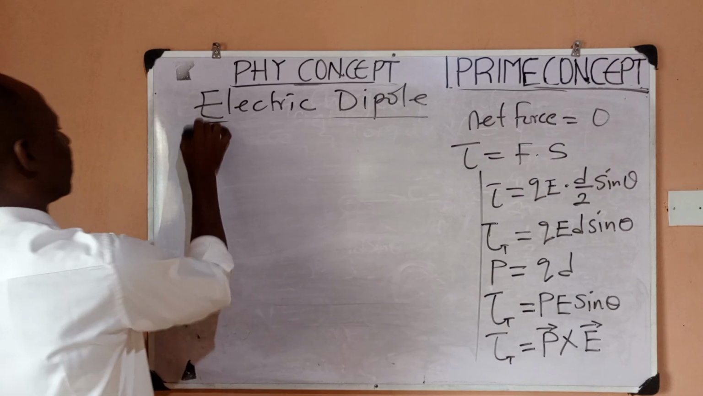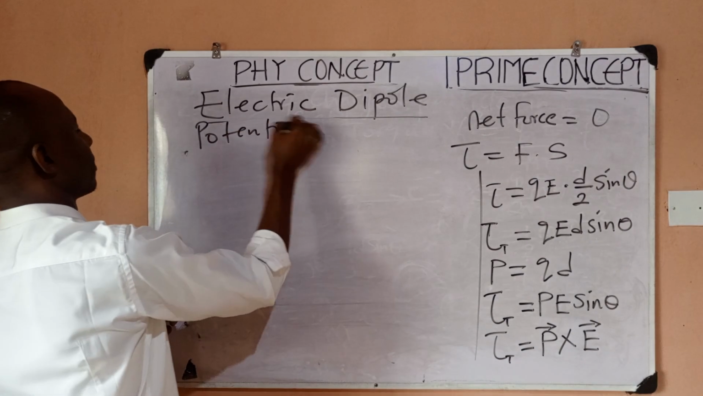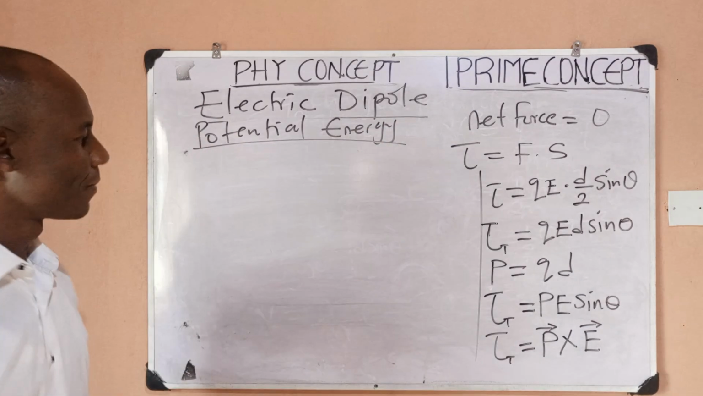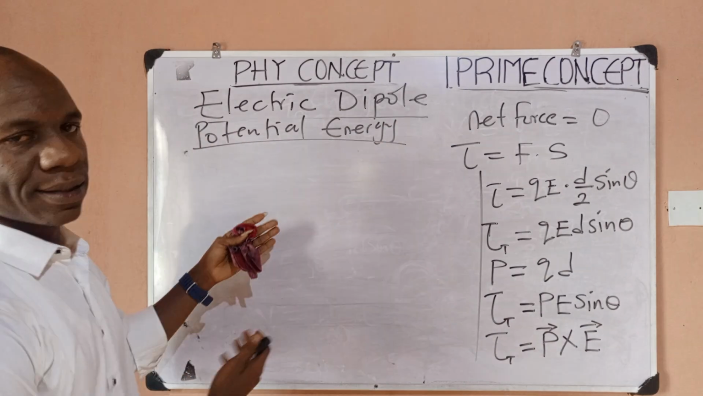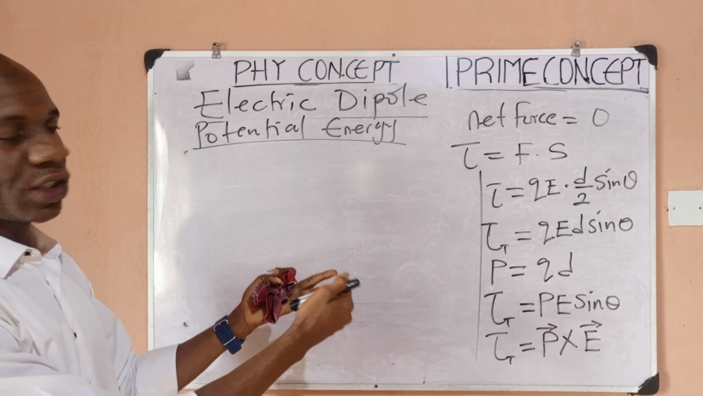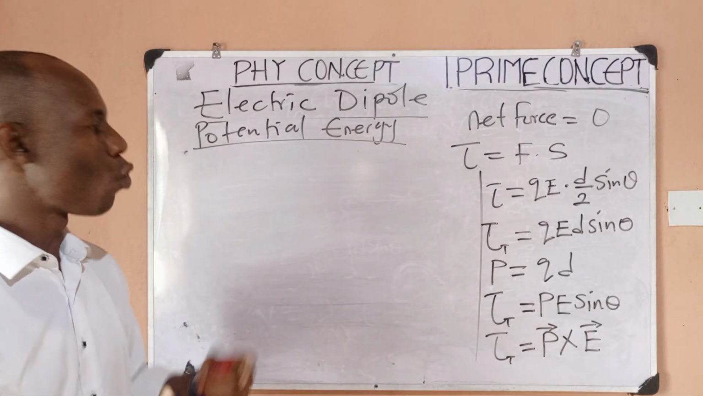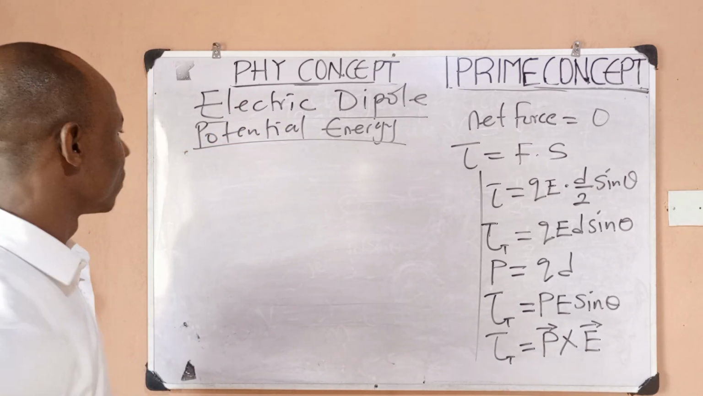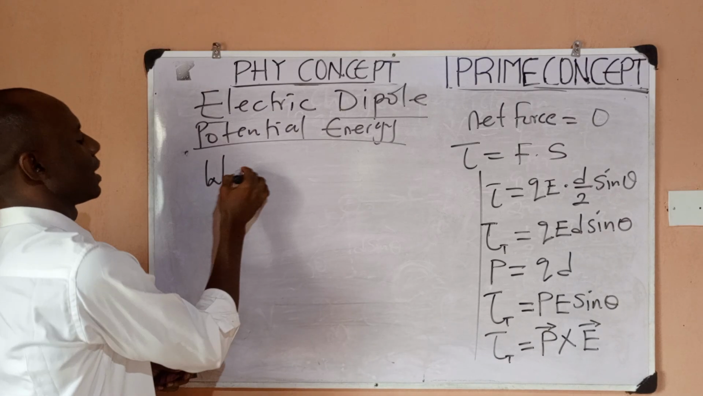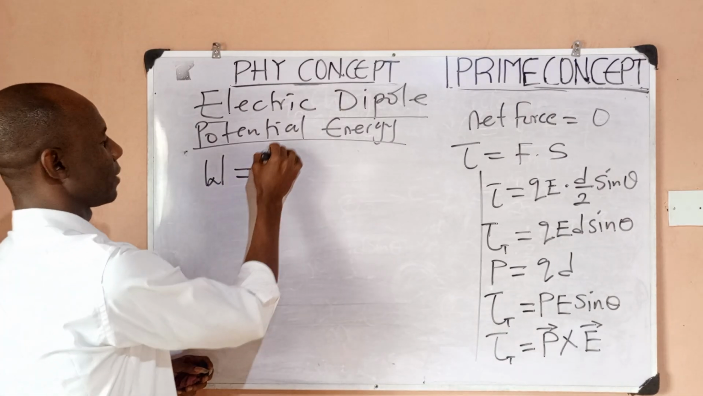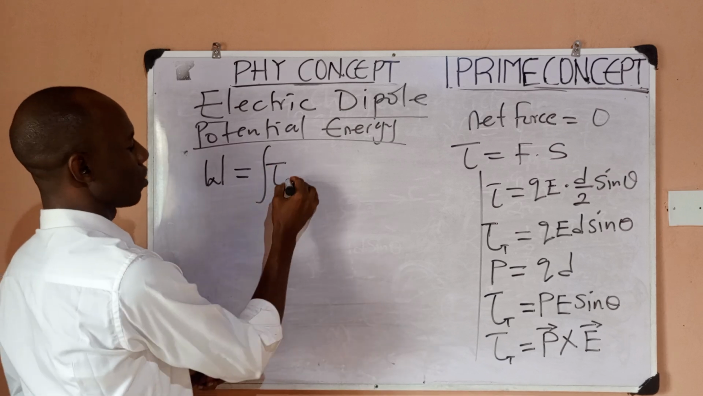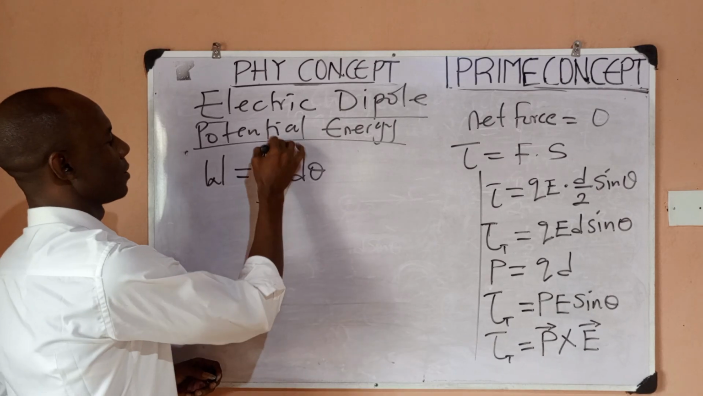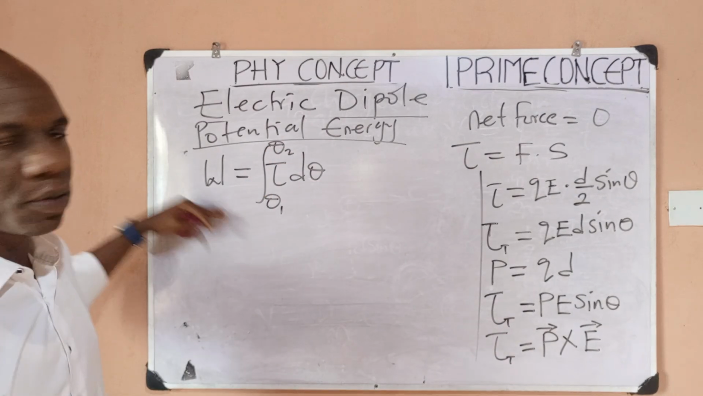So, potential energy. Of course, I'm going to start from work done. Since there can be a displacement, a change in that position theta, it means work can be done, and invariably potential energy can be observed there. Work done in an electric field by a torque is given by the integral of the torque times d theta. Let's say this is moving from theta 1 to theta 2. This is the formula for our work done.